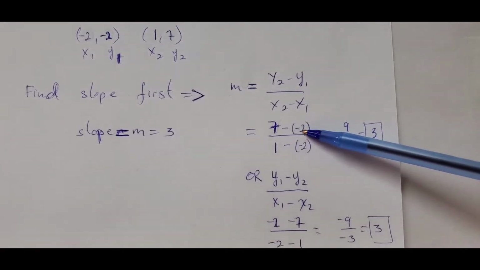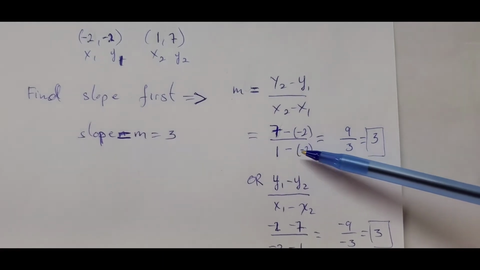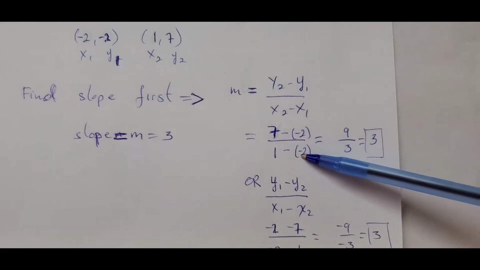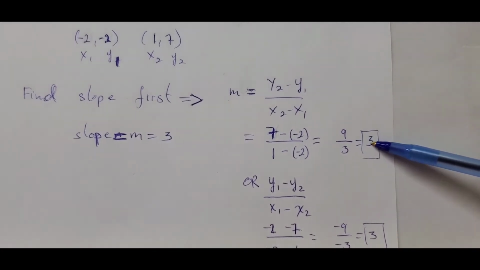So minus times -2 becomes positive 2. 2 plus 7 gives me 9. Minus times -2 will be positive 2. 2 plus 1 is 3. So 9 over 3 will be 3.